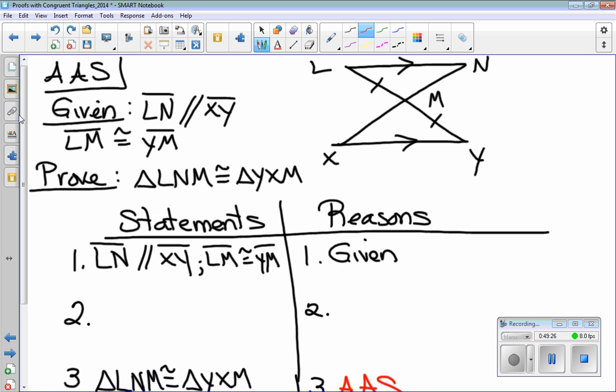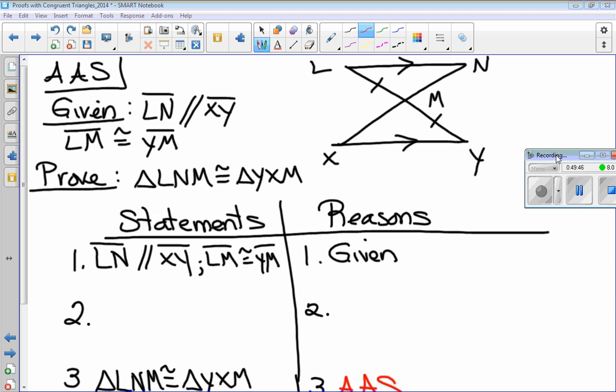Before I jump the gun and look at my vertical angles, I don't want to do that yet. I want to use all of my given information. So I have some parallel lines. I know that if lines are parallel, then alternate interior angles are congruent, and that reason is going in here somewhere. So let's write it. If the lines are parallel, then alternate interior angles are congruent. I'm going to use that information that was given to us. Good. So what are a pair of alternate interior angles?